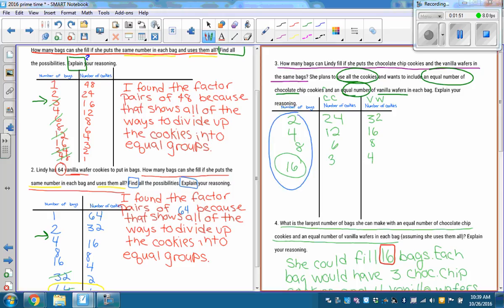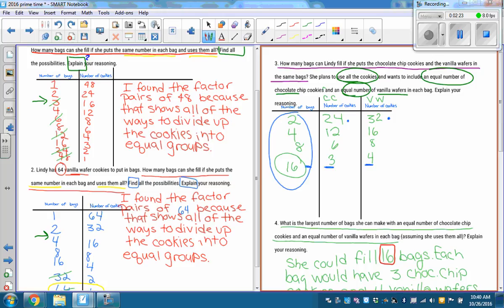And so we could have two party bags. Each party bag would have 24 chocolate chip cookies and 32 vanilla wafer cookies. So it's not that the chocolate chip cookies and vanilla wafer cookies are an equal amount, but that every bag has the same amount of chocolate chip cookies. So for example, if you had a party with 16 kids, each kid in the party would have 3 chocolate chip cookies, and each kid in the party would have 4 vanilla wafer cookies.